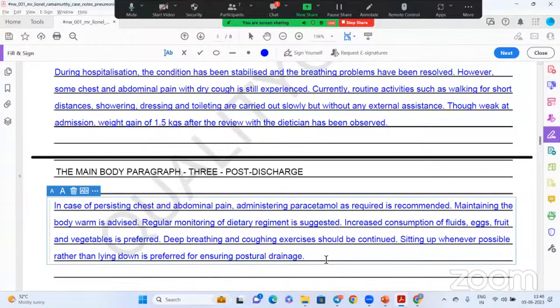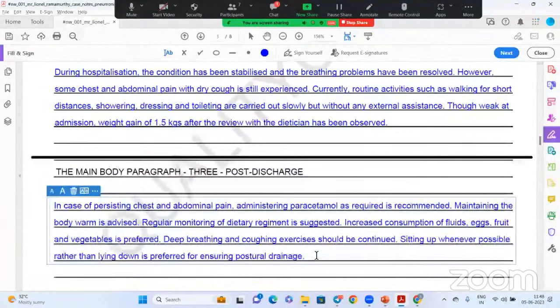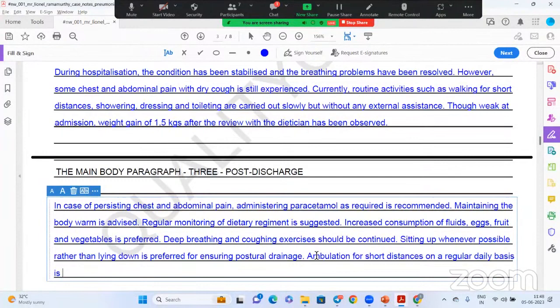Ambulant as per physio's review. So ambulation. Regular ambulation for short distances on a regular daily basis is required, is necessary, is recommended. Finished. So that is done. Now last paragraph, that is fifth paragraph, body paragraph 3 over.